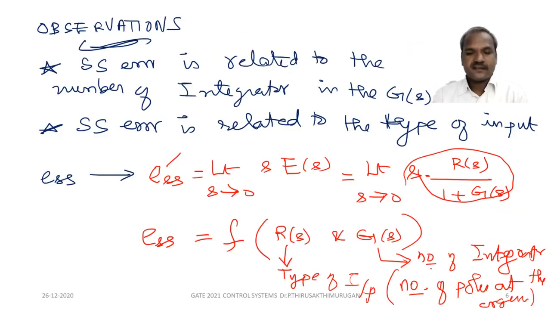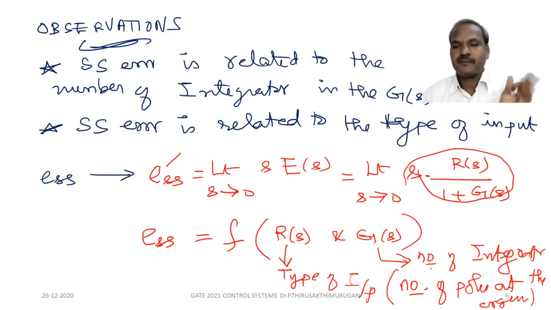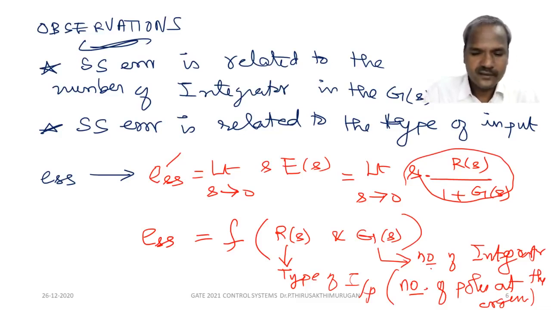So the steady state error is a function of R(s), the type of input, and the type of the system. The type of the input is nothing but step, ramp, or parabolic. The type of the system is nothing but the number of integrators present in the system. Based on the number of integrators present, we can classify the system as type 0, type 1, type 2, type 3, etc.